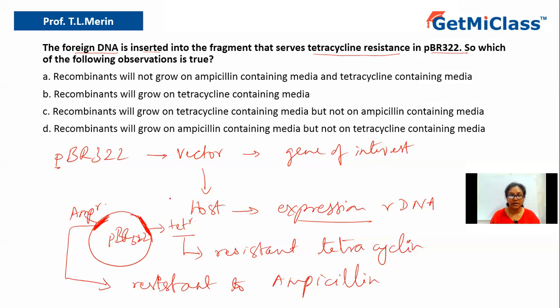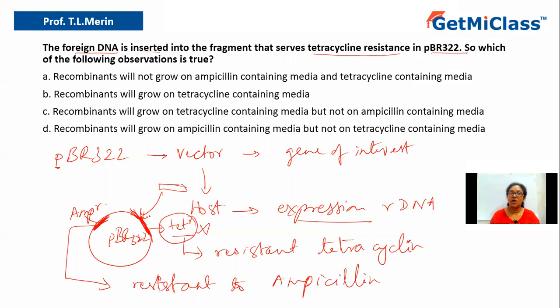Suppose you have the foreign DNA, that is the gene of interest, and you have inserted it within the tetracycline gene here. So what will happen? This tetracycline gene will get inactivated. So this is your foreign DNA, and when you insert it within the tetracycline gene, the gene will get inactivated. When it gets inactivated, what will happen? It will lose its resistance towards tetracycline. Now it carries the foreign DNA, that is fine, but the tetracycline resistant gene has been inactivated.